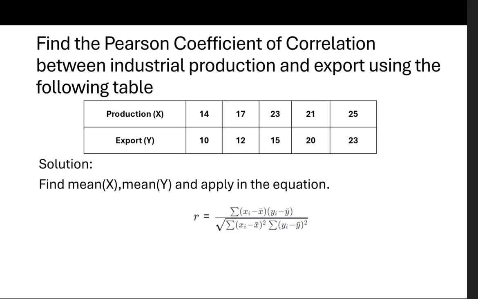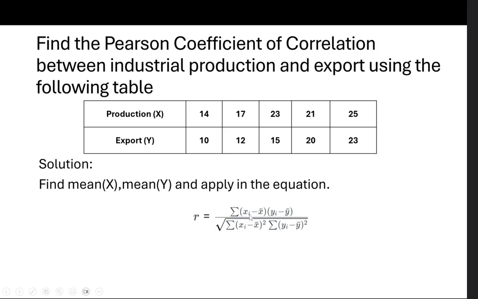Here R is the correlation coefficient, and the formula for calculating it is the summation of (Xi minus X bar) into (Yi minus Y bar), divided by the square root of the summation of (Xi minus X bar) whole square into the summation of (Yi minus Y bar) whole square.